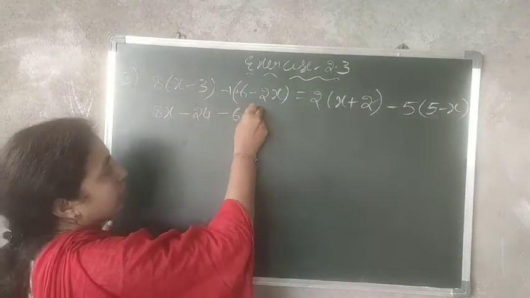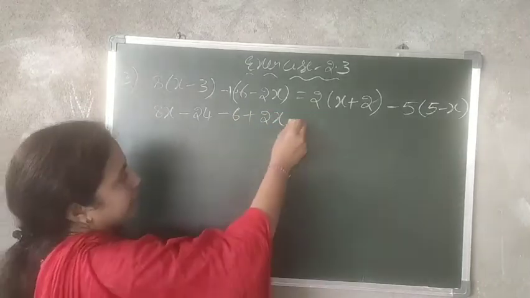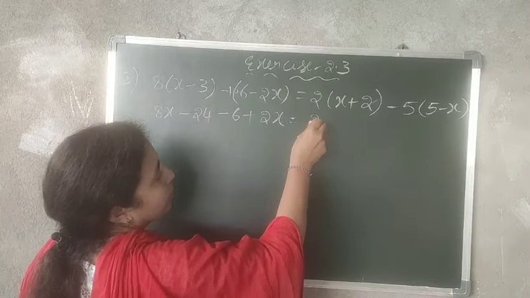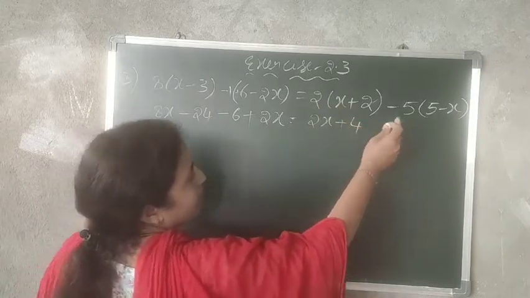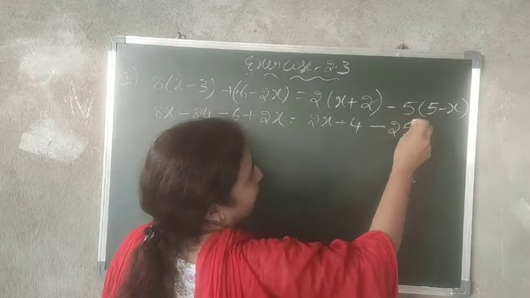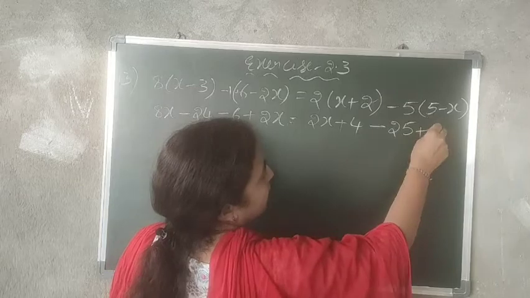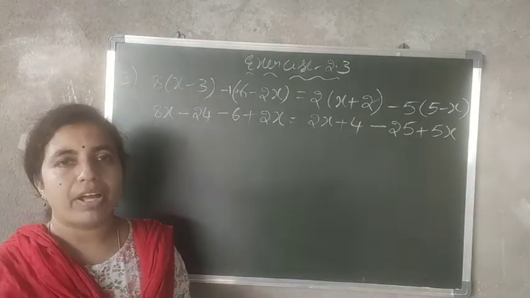Minus into minus, plus 1 into 2x is nothing but 2x. That is equal to 2 into x, 2x, plus into plus, plus 2 2s are 4. Then minus 5 into 5, minus 25. Minus into minus, plus 5x. 5 into x is 5x.